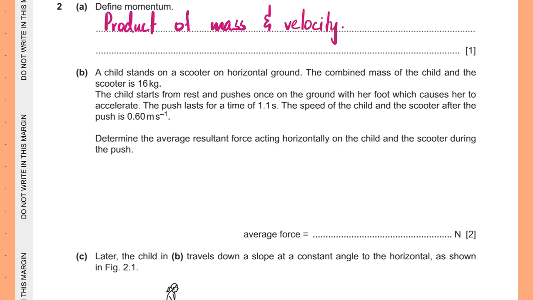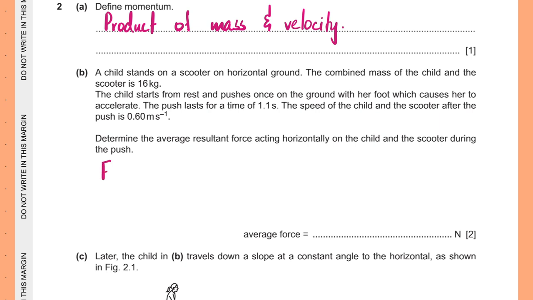Next part, a child stands on a scooter on horizontal ground. Combined mass of the child and the scooter is 16 kg. Child starts from rest, pushes once on the ground with the foot, which causes her to accelerate. Push lasts for a time of 1.1 seconds. Speed of the child after the push is 0.6. Determine the average resultant force acting horizontally on the child and the scooter during the push.